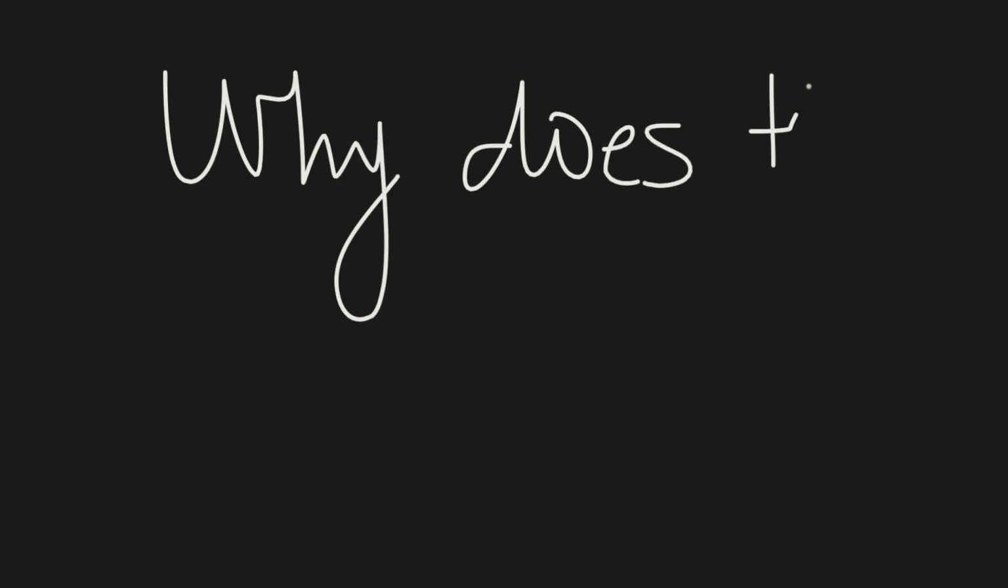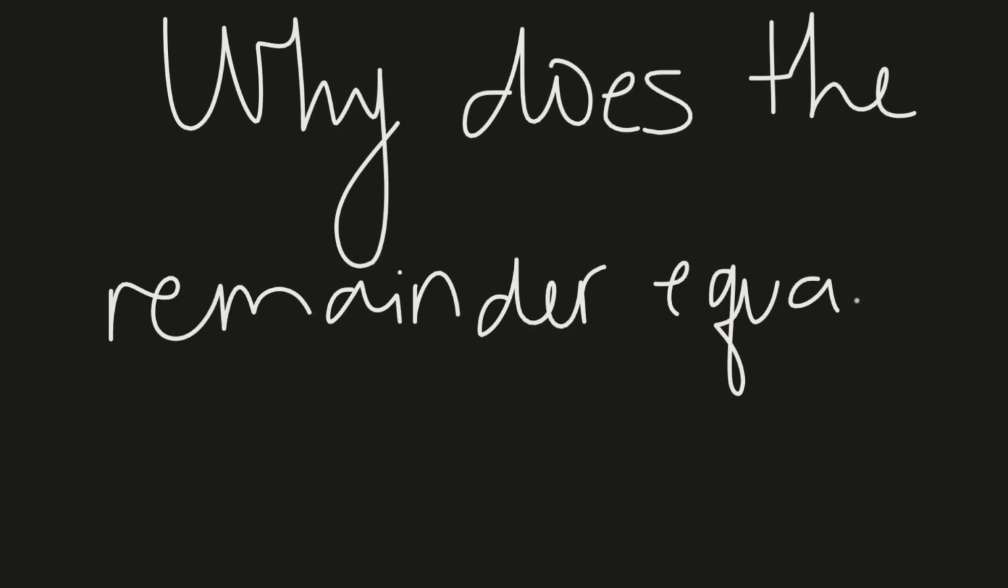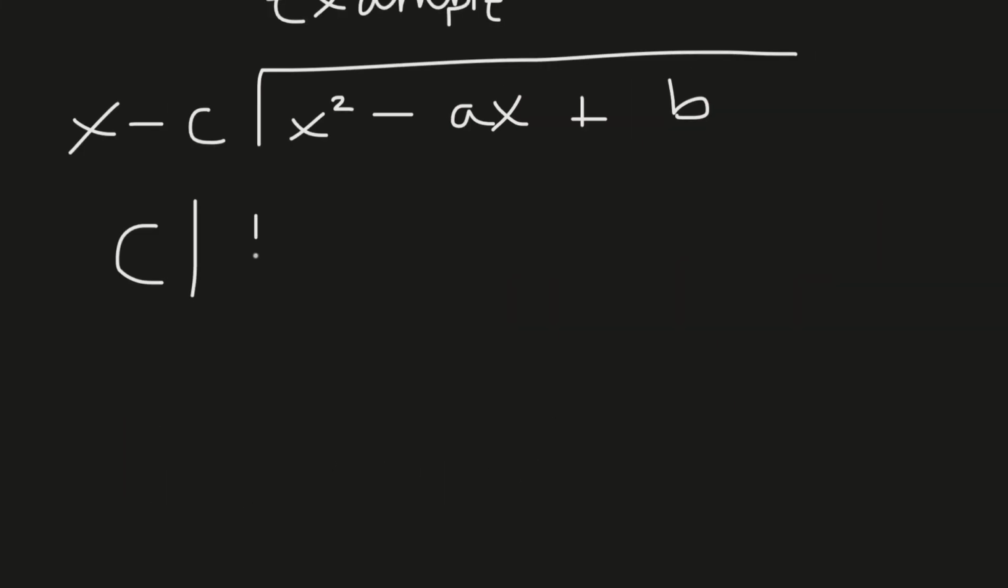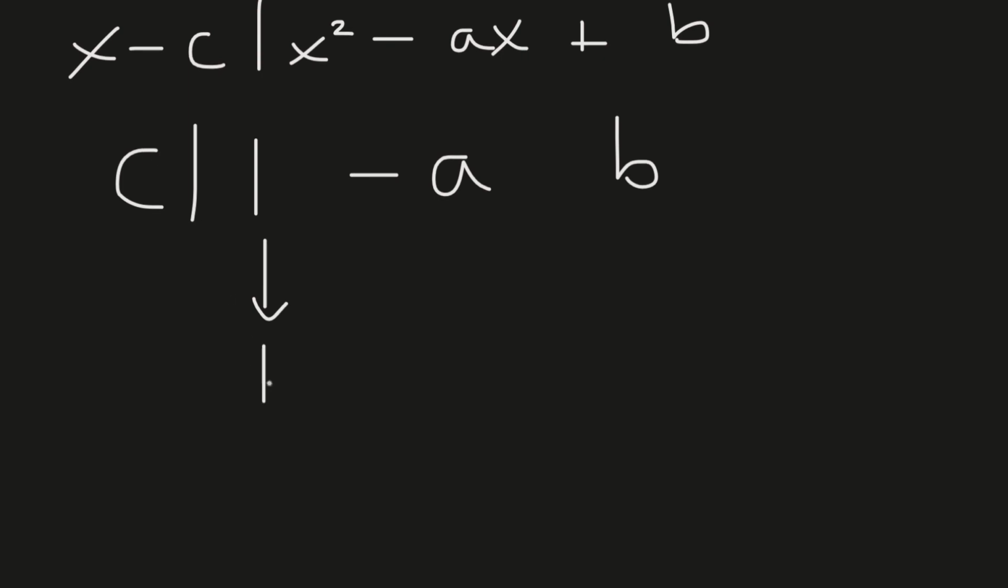Now I'll end the video with why does the remainder actually equal the function value? When we perform synthetic division but instead replace all of the numbers with letters, we solve this and then we find out that the remainder of this function is just equal to c squared minus ac plus b, which is equivalent to if you plug c into the function. So there's your proof.